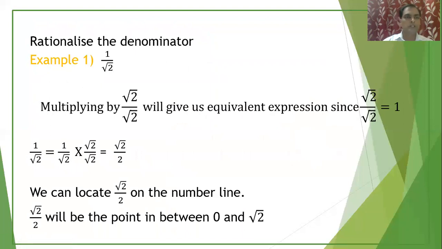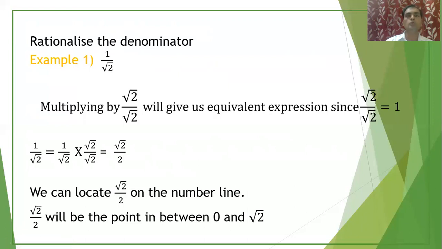Now rationalize the denominator. Example is 1 upon root 2. As we have seen, if we rationalize the denominator, then we can locate it on the number line. So first of all, how to rationalize the denominator? Like we have seen the process of rationalizing the denominator. It means converting the denominator which is irrational to the rational number. Okay, that is the process.